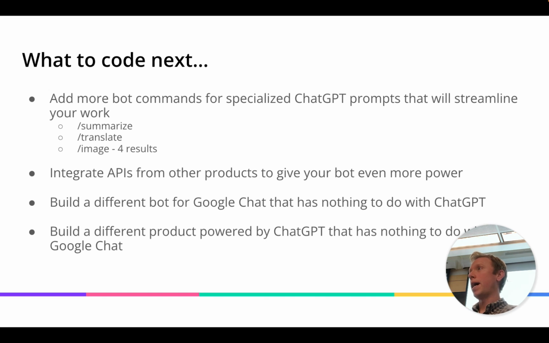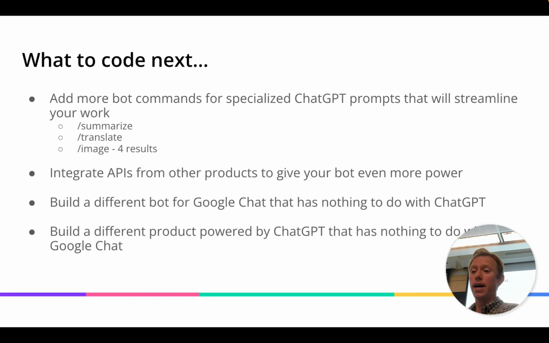Integrate with other APIs, Discord, anything else, Spotify, the weather, anything that you want. Maybe you build a different bot for Google Chat that has nothing to do with ChatGPT. So one of the things you learned tonight, you now know how to create bots. So it doesn't necessarily have to be powered by ChatGPT. There could be other ideas that you're coming up with.